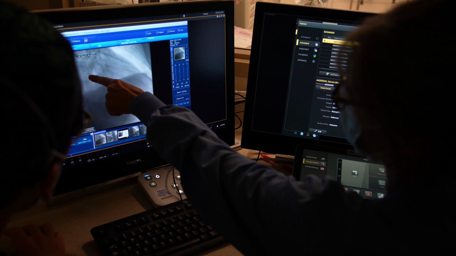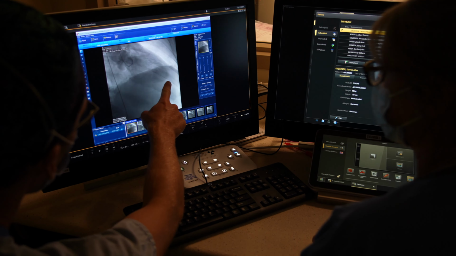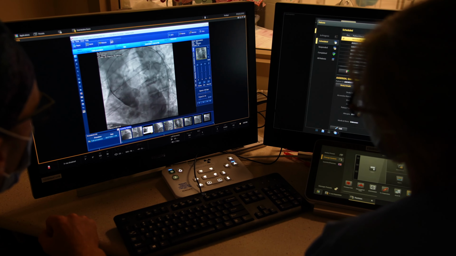It is important to know that the decision about whether your wrist or leg is used is based on a number of factors, including the reason that you're having the procedure. In addition to looking at the heart arteries, the cardiologist may also look at the major pumping chamber of the heart, called the left ventricle. This shows the cardiologist how well the heart muscle is working. This is done by injecting contrast dye directly into the left ventricle.